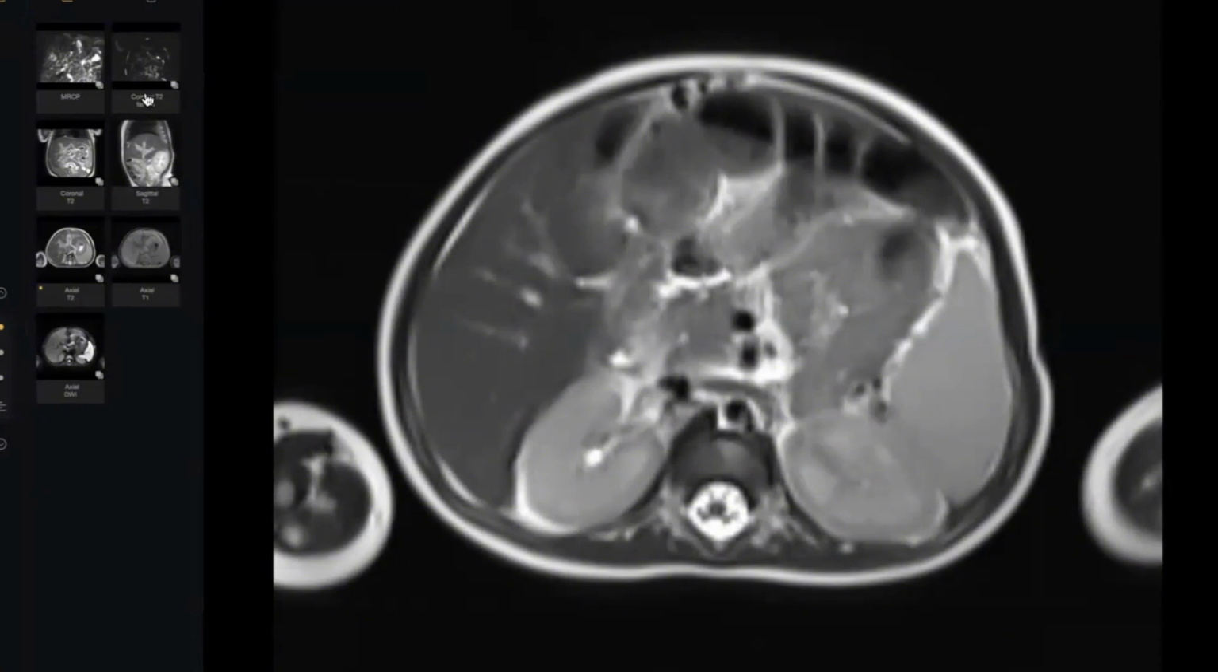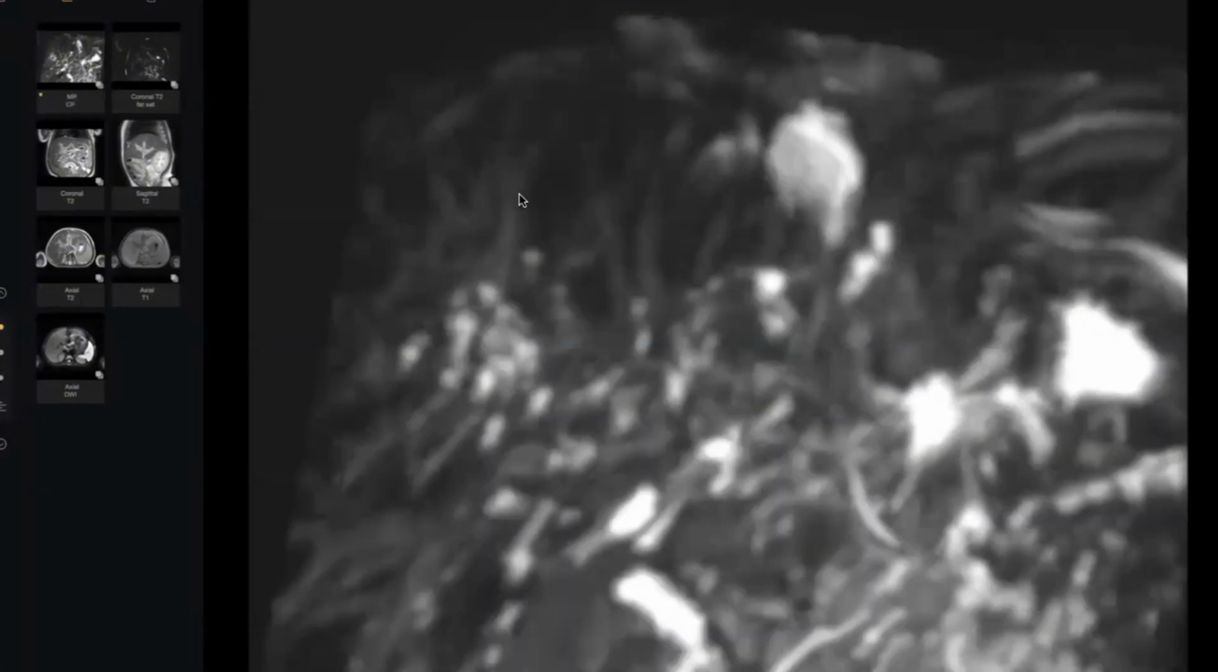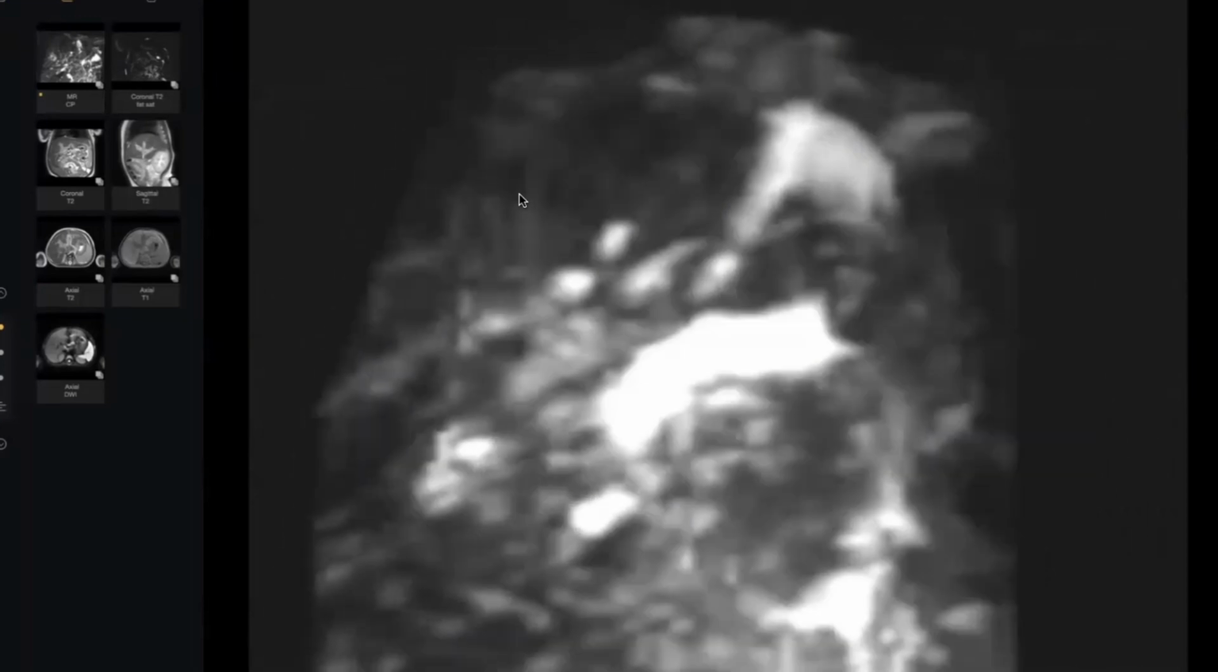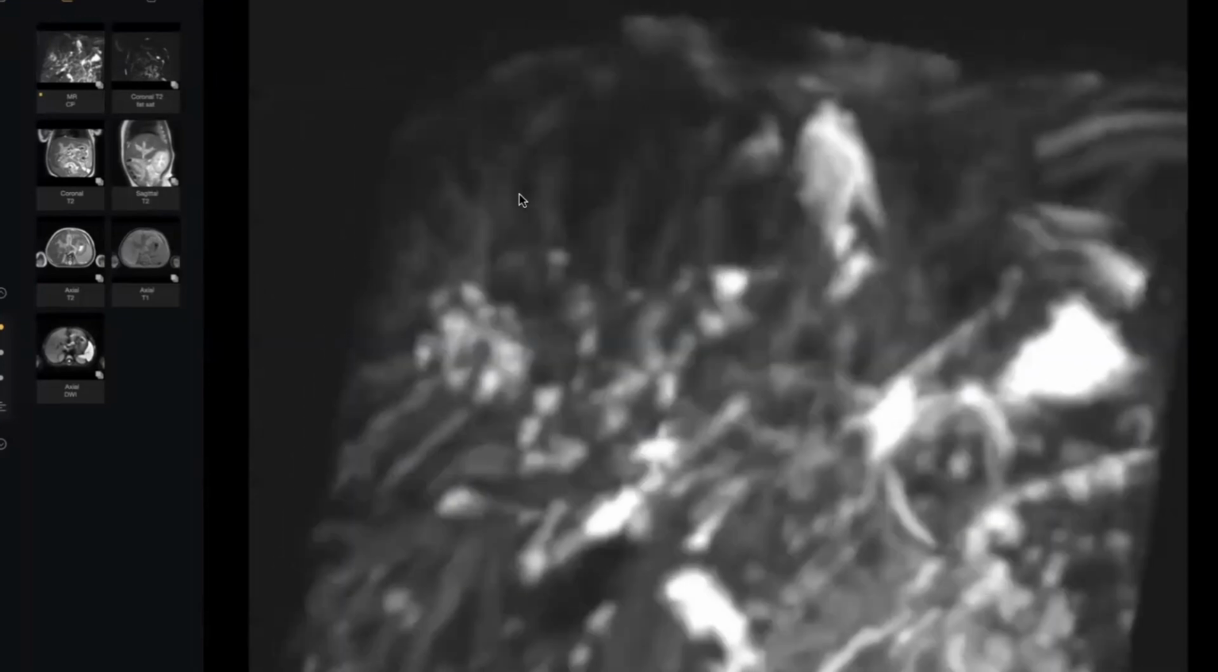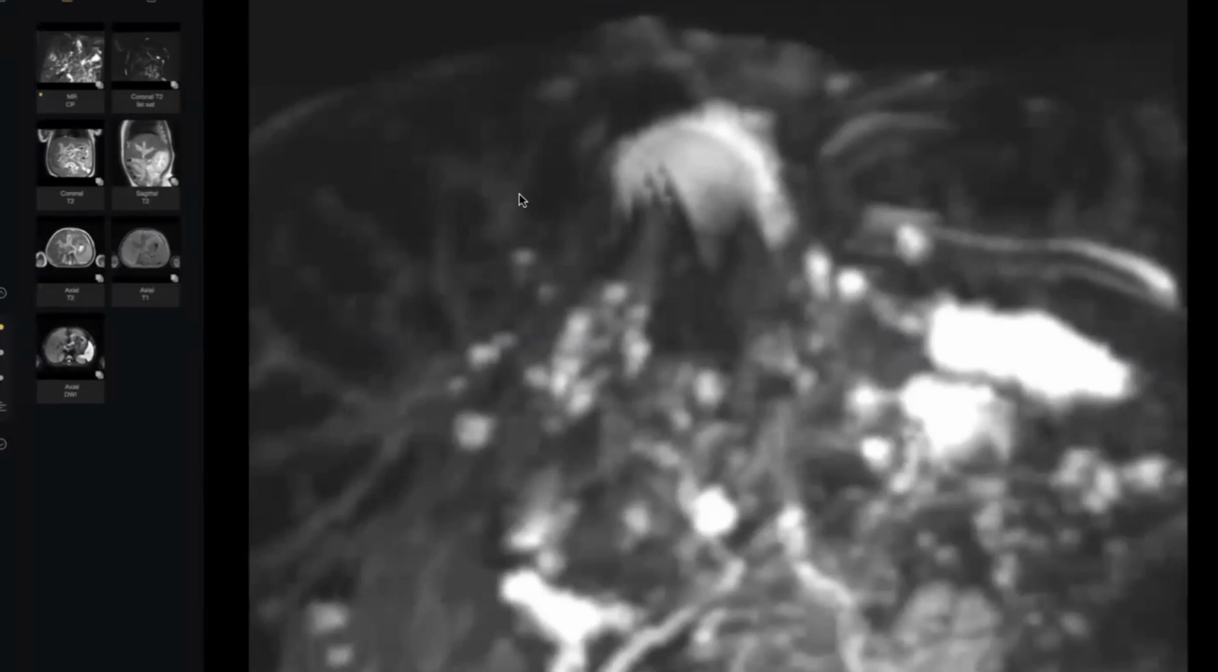A 1-year-old male patient presented with jaundice. Okay, I have been presented with MIP projection for the MRCP, which is 3D MRCP, for a 1-year-old patient with history of jaundice.